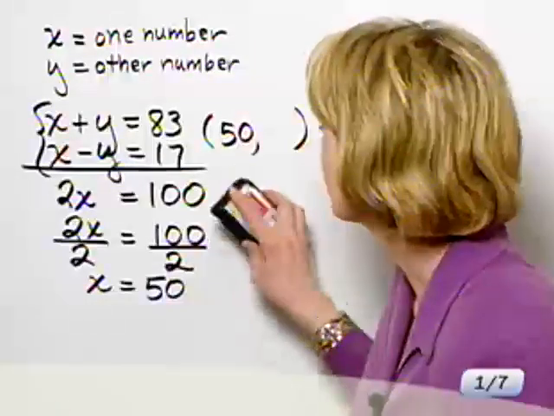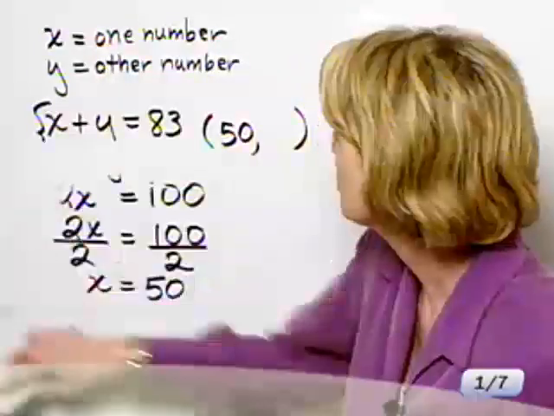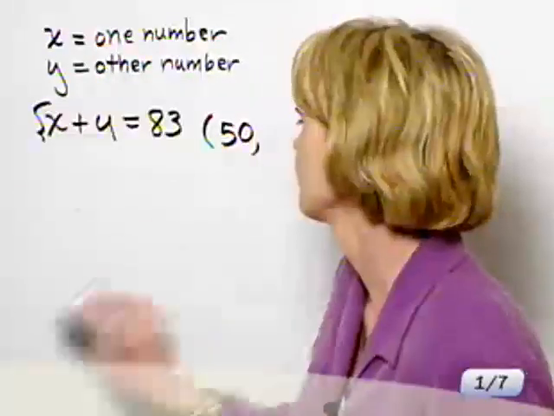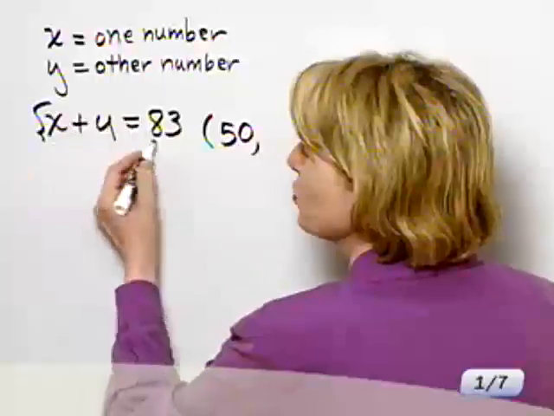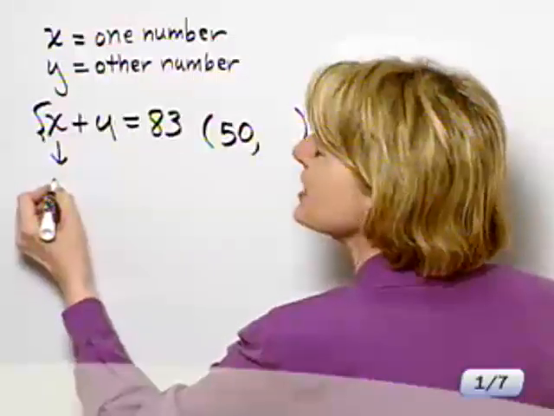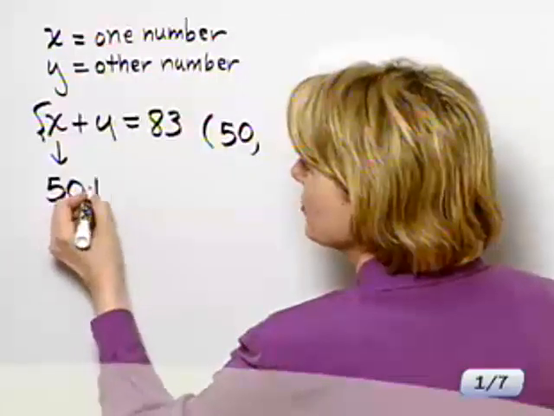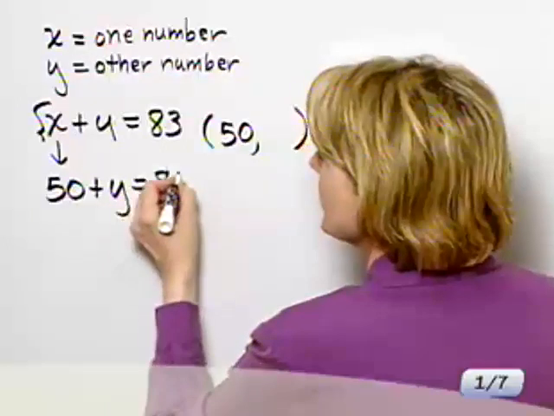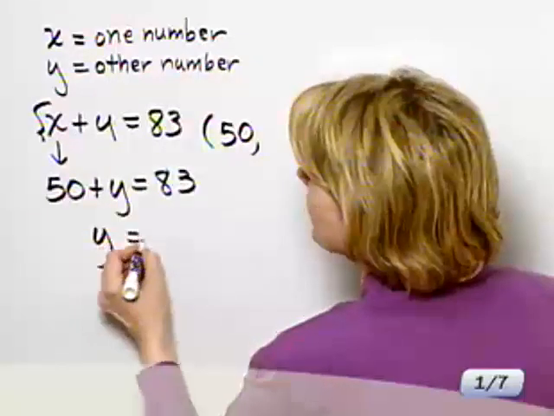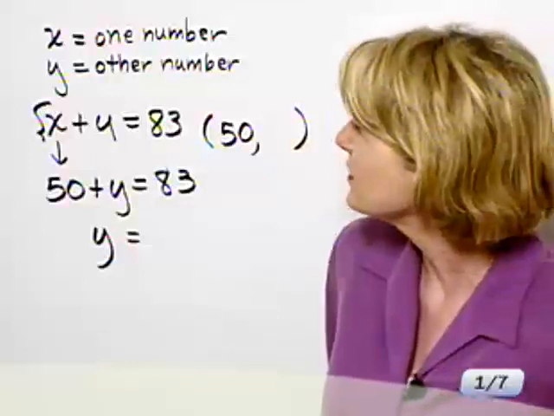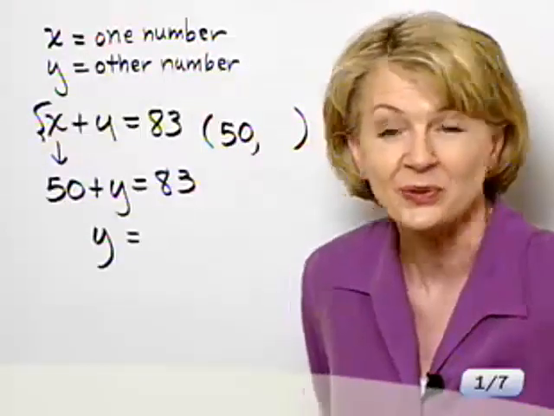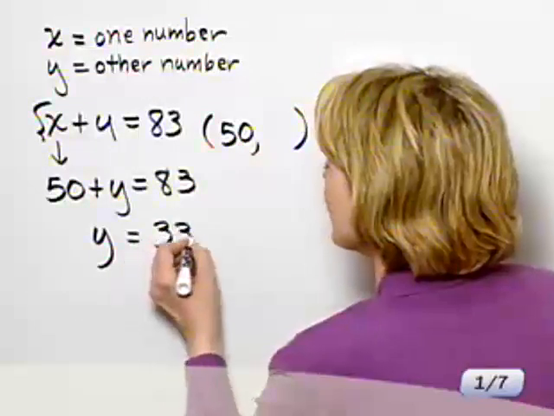You do the same thing here. I'll just choose this first equation. x plus y is 83. I'll let x be 50. Plus y is 83. So y is 83 minus 50, which is 33. So y is 33.